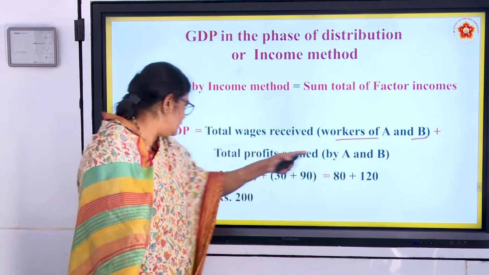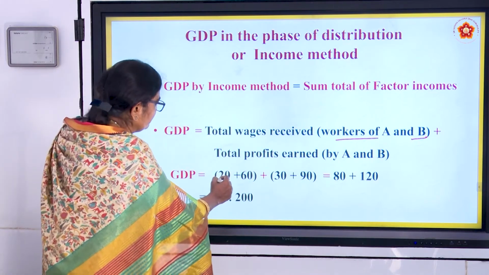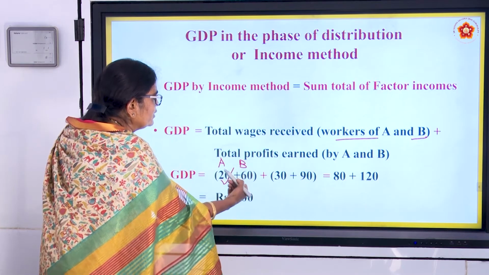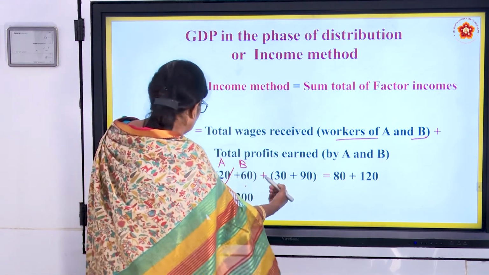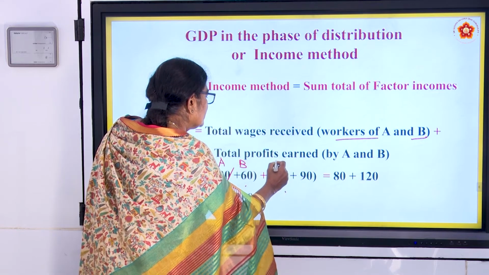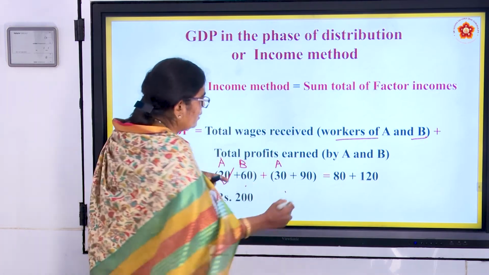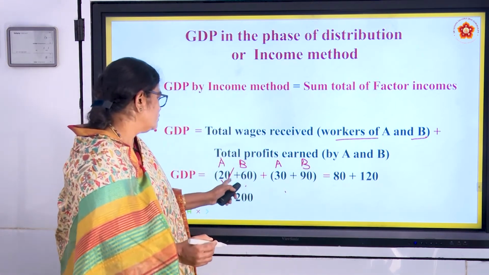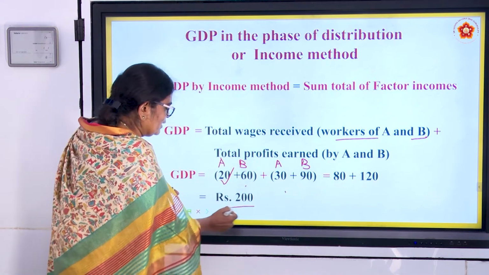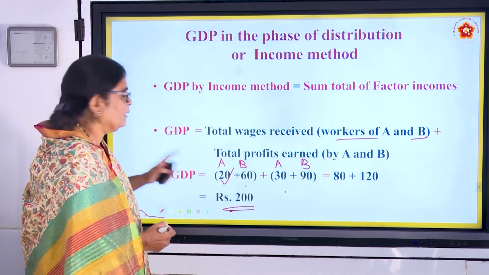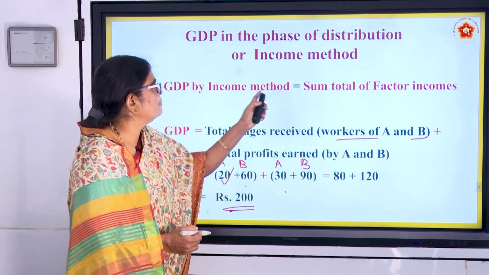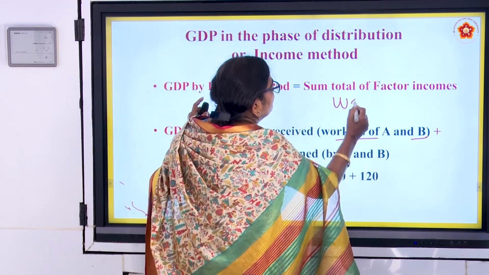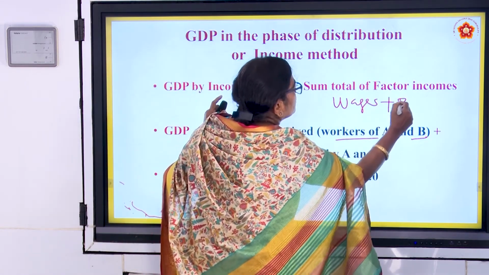Therefore, we know wages of firm A are 20, wages earned by firm B workers 60, profit earned by firm A 30, and profit earned by firm B 90. Therefore, how much? 80 plus 120. Again we are deriving 200 as GDP, because the income method is nothing but the sum total of factor income. What are the factor incomes? Wages plus profit.